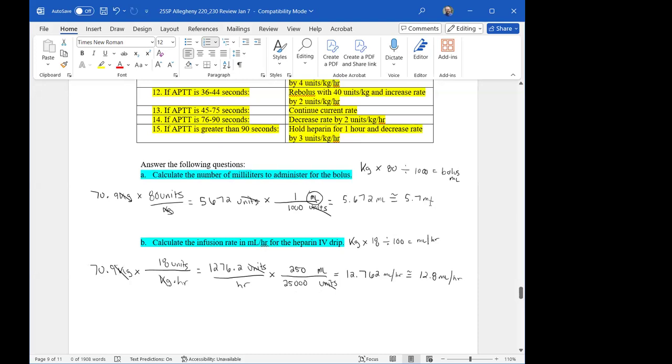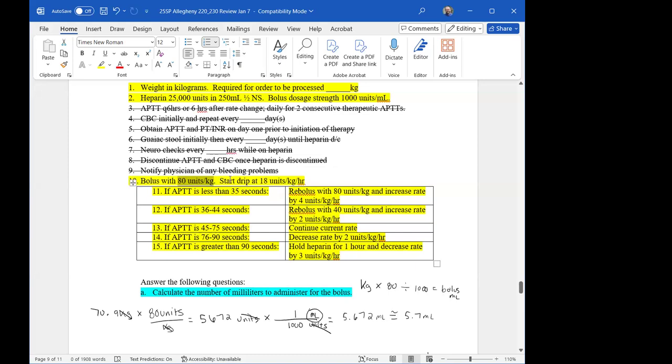I'm going to do a similar process for the infusion rate, but instead of using 80 units per kilogram, which is what the bolus order was, we're going to use 18 units per kilogram per hour. If I look here, it tells me start a drip at 18 units per kilogram per hour. That's where I'm getting that information. The protocol is kind of like a giant label or poster, telling you all the information you need in order to answer the question. That's going to be listed down below.